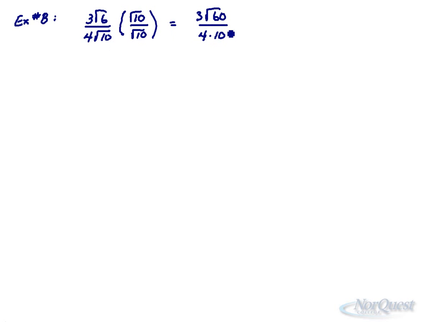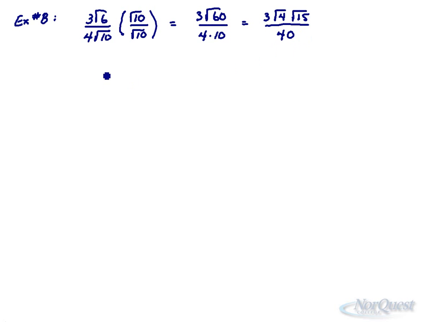The square root of 60 has a perfect square of 4 in it. So this could be written as 3 times root 4 times root 15. 15 times 4 is 60, over 40.